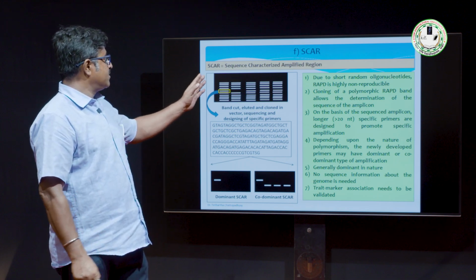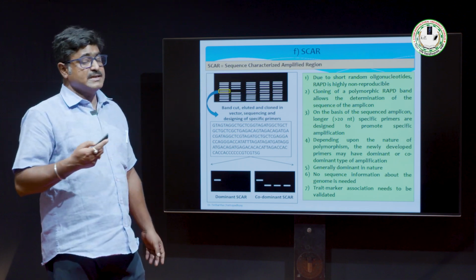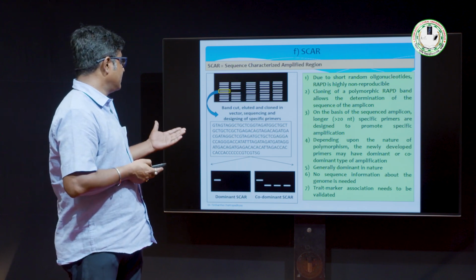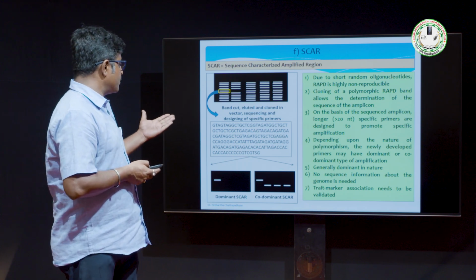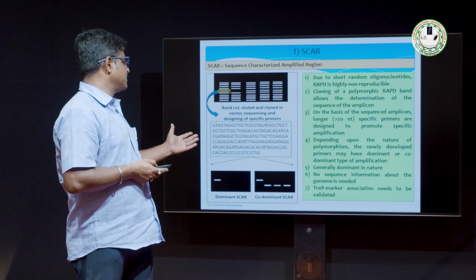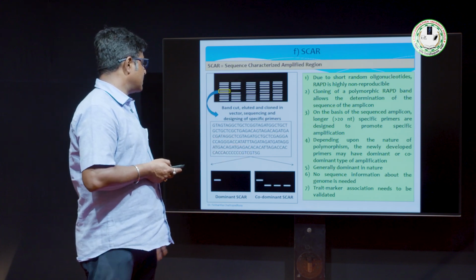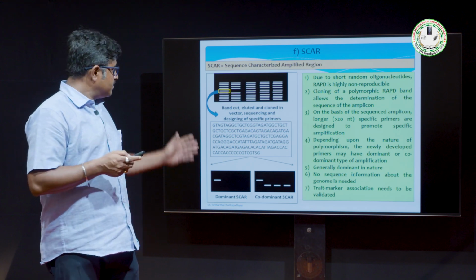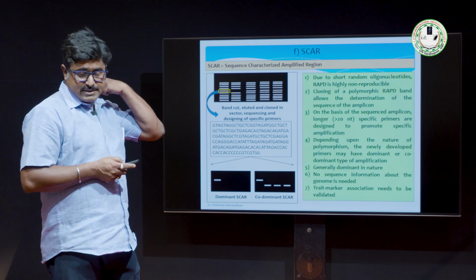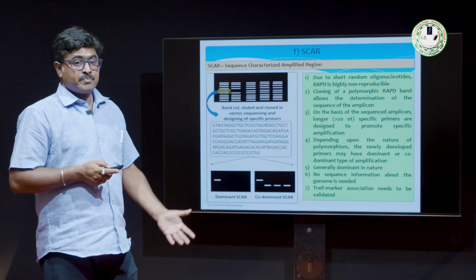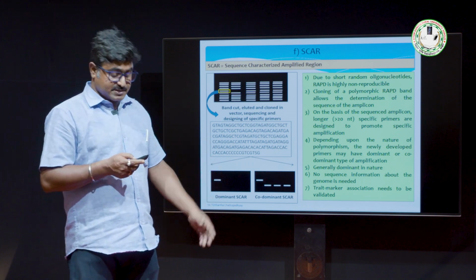Due to short random oligonucleotides, RAPD is highly non-reproducible. So in the SCAR technique, we overcome that very thing, right? We design longer primers of around 20 nucleotides. Depending upon the nature of the polymorphism, the newly developed primers may have dominant or co-dominant amplification. In several crops, a number of linked SCAR markers have been developed which have proved to be very useful, particularly in disease resistance breeding.